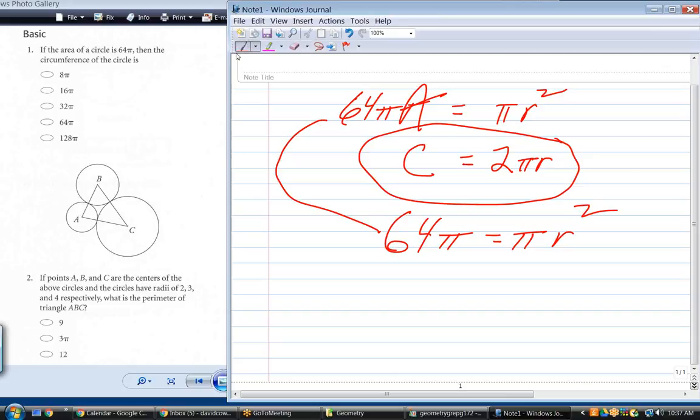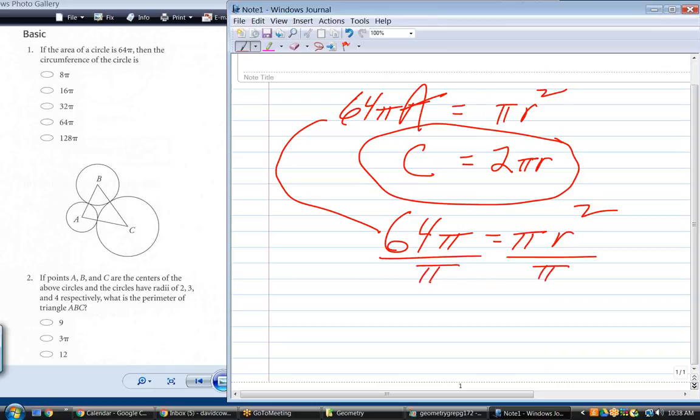Now, do remember that pi is just a number. It's no different than if I had a multiplier of 2 here or a multiplier of 4. What would your first step be? Just divide it. Okay, so let's do that. Divide both sides by pi.